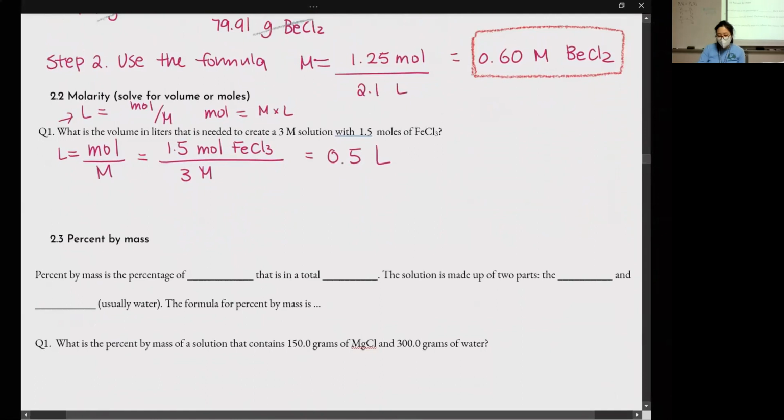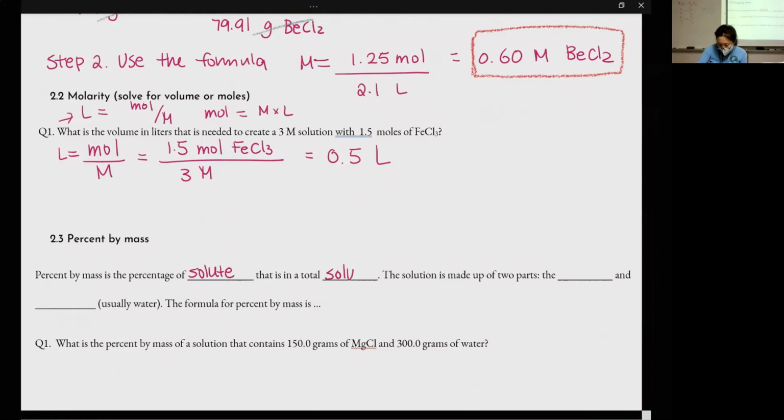Okay, I'm gonna do the percent by mass. So percent by mass is a percentage of solute that is in total solution. The solution is made up of two parts, the solute and the solvent. The solvent is usually water, and then solute is something that is dissolved in it.